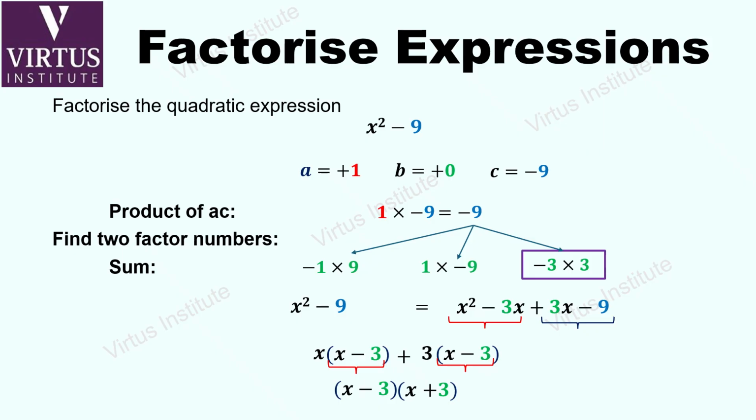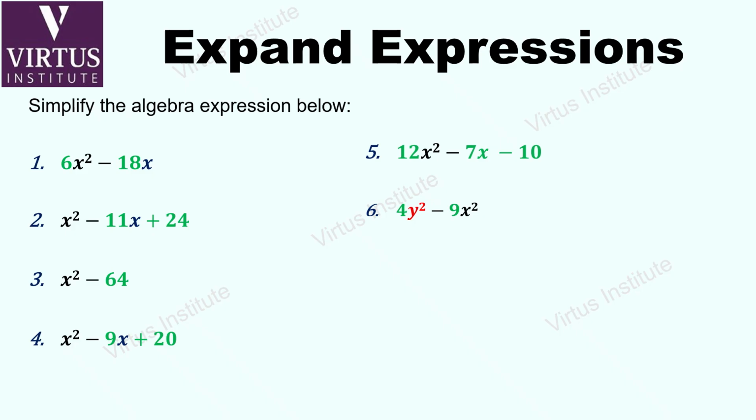Remember, find two numbers that multiply to give the last number. The same two numbers must add to give the coefficient of x.